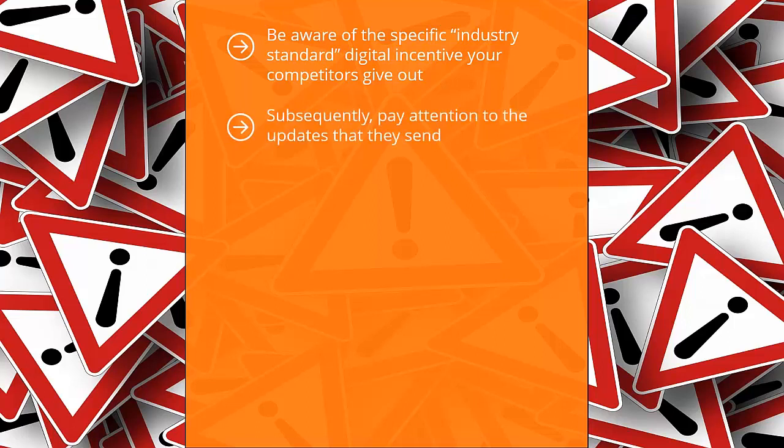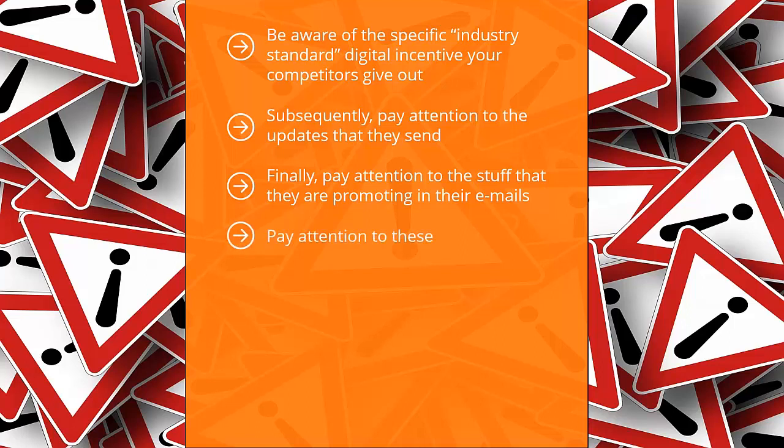Subsequently, pay attention to the updates that they send. Do they talk about news and events? Do they seek to teach email recipients a wide range of solutions? Finally, pay attention to the stuff that they are promoting in their emails. You can bet that your competitors are sending out emails intended to make them money. If you click on the right link, it would lead you to a product they hope you would buy. The same goes with services. Pay attention to these. Identify the most common products that they push with their updates. Again, this forms the industry standard in your niche.